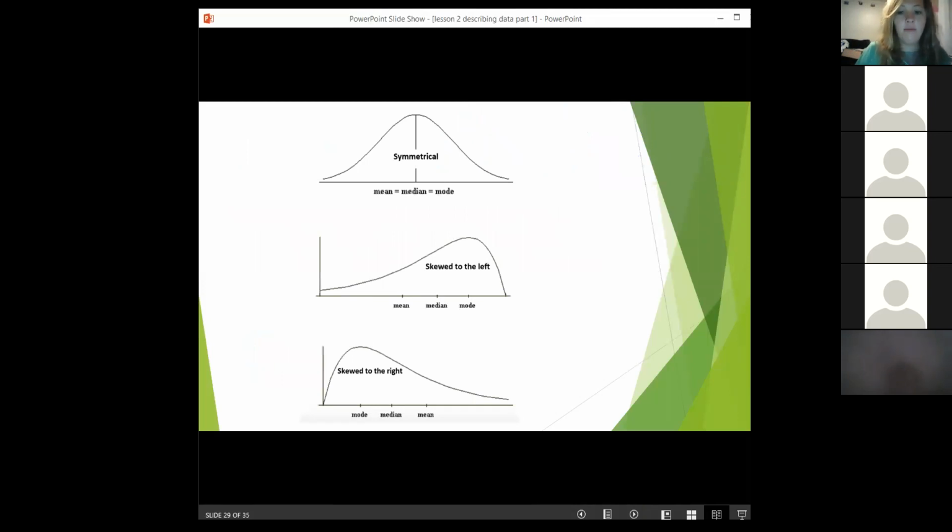So this is another way to remember it. For being symmetrical, our mean is equal to our median, which is equal to our mode. So our average is equal to our middle value, which is also equal to the most commonly occurring value. Skewed to the left, our mean is going to be the smallest, our mode is going to be the largest, and then skewed to the right, mode is the largest, mean is the smallest. So that's another way to think of it.